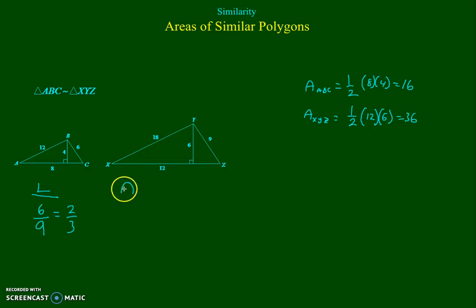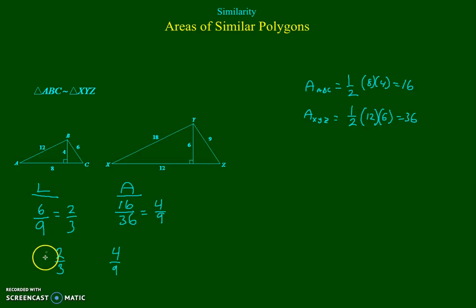So I'm going to put a symbol here for area. And the area is, let's use ABC first, so that's 16 is to 36, which simplifies to 4/9. So we have this relationship, 2/3 and 4/9. So the ratio of our areas is 4:9. The ratio of our lengths of any length measurement is 2/3.